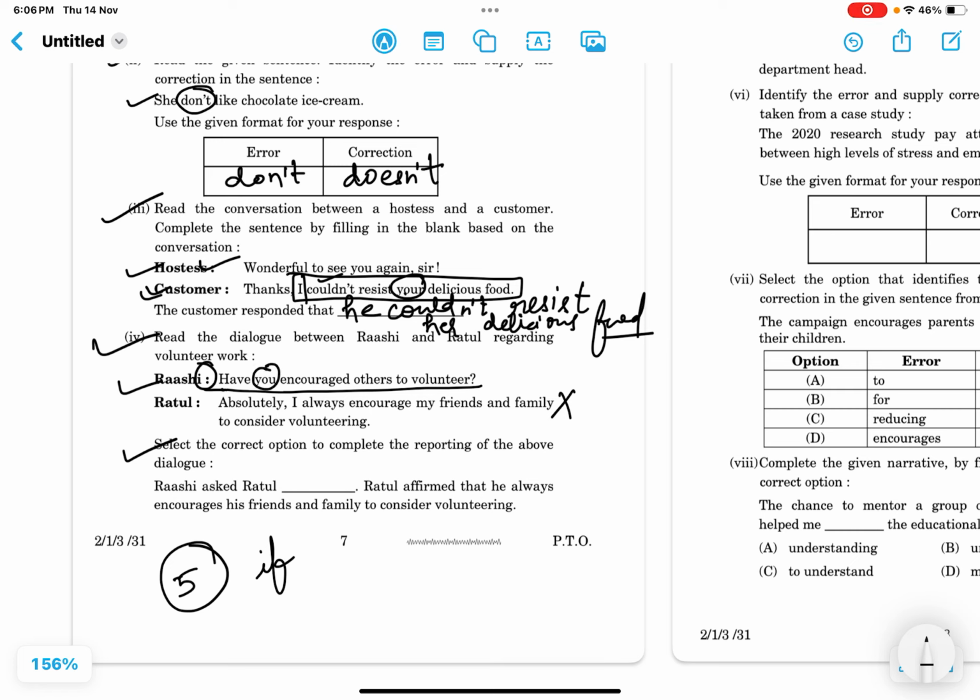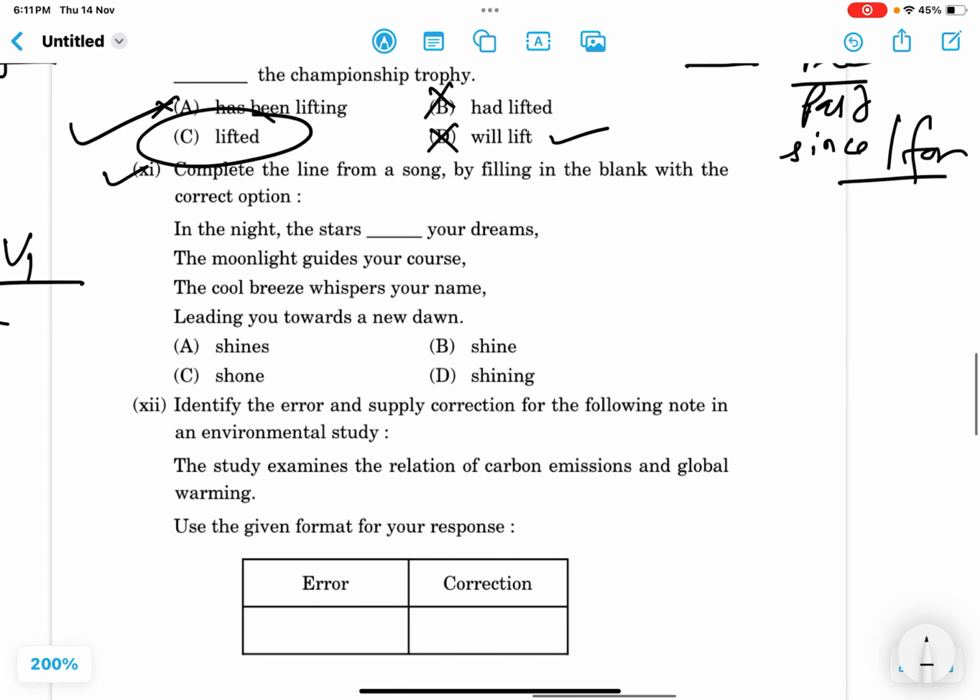Next one, complete the line from a song. So this is a very common question now because we have practiced so many questions of such type. In the night, the stars, that is a plural verb. So shine, this is a plural verb. Okay, so this one is the correct option. No need to check the other options because we clearly know that this question is subject verb agreement, and stars, that is plural. So we need to check the plural verb. So V1 is the plural verb. So shine is the correct option.